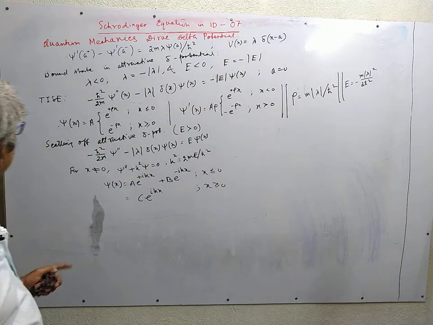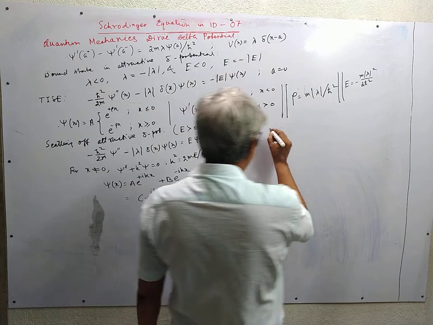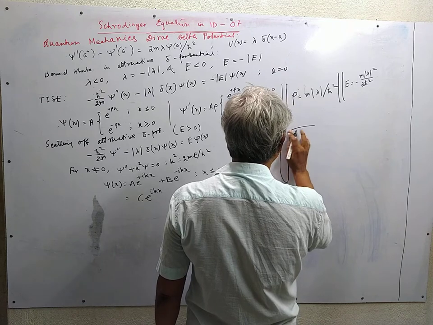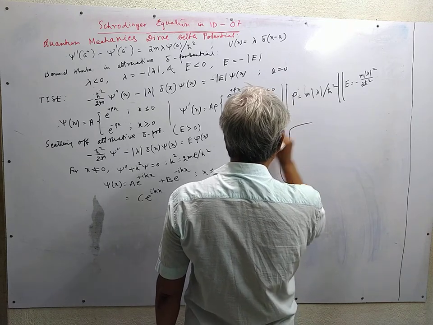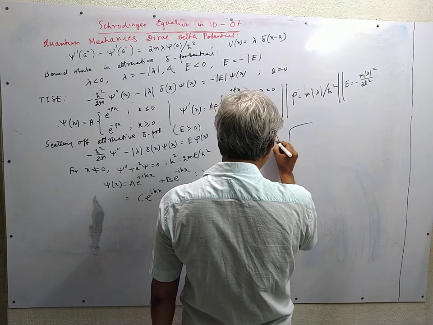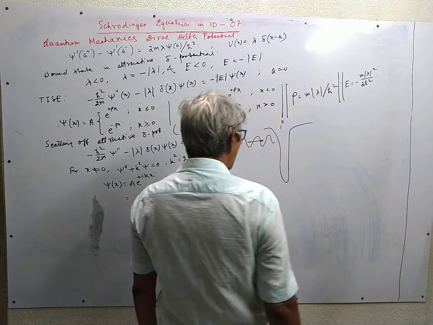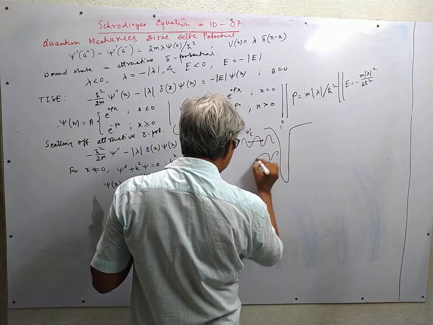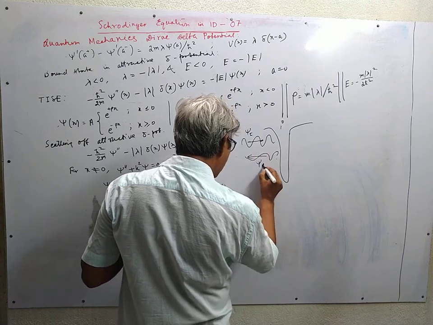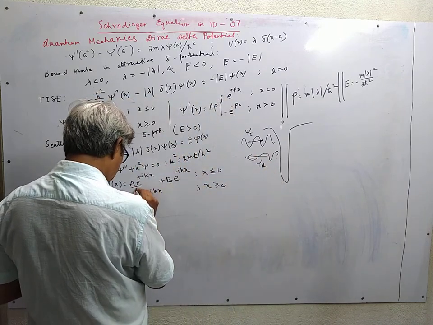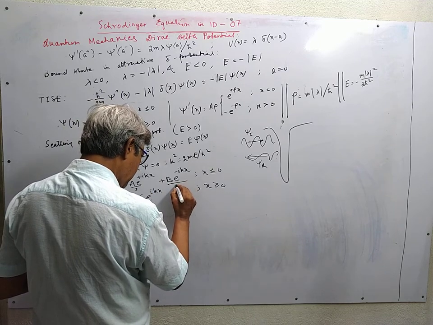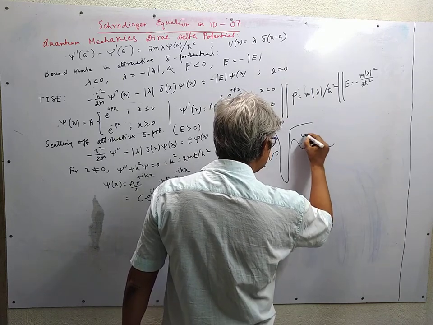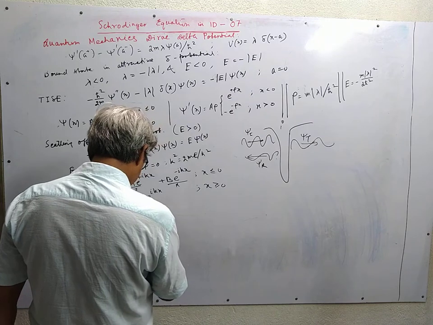We initialize the problem like this: the attractive delta potential is located at the origin, and a free particle of mass m with energy E impinges on it. So this is psi I, and a part will be reflected from this. This is psi r, this is r, and a part will be transmitted, this is psi t, this is the t part.